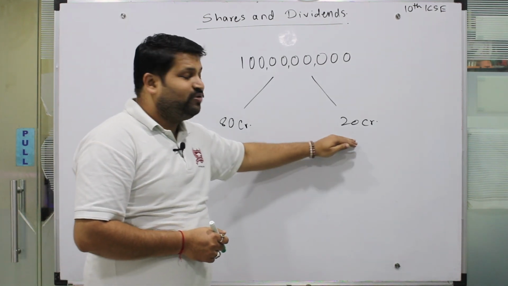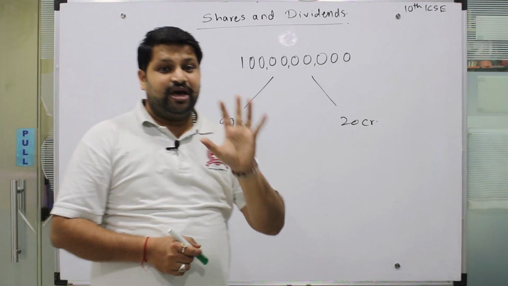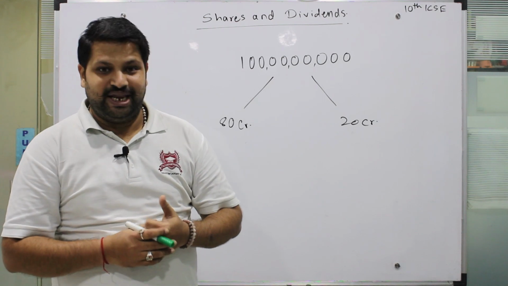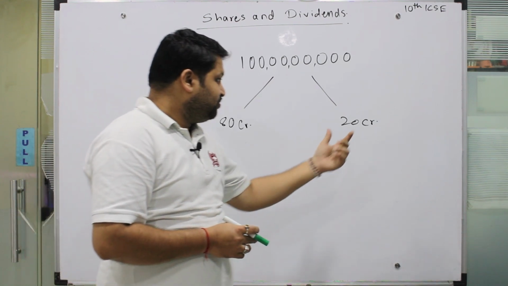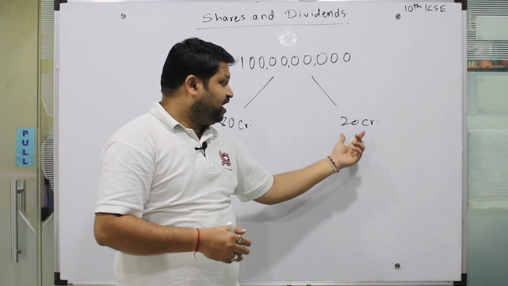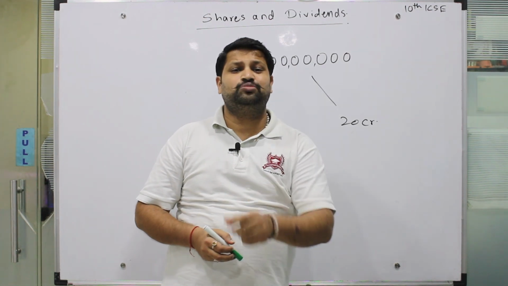So I'm selling 20% of the share. How am I going to sell it? Under the name of IPO, I will be selling these shares. Now, what happens after that? I can say I need 20 crores, so I have divided the shares into smaller pieces.